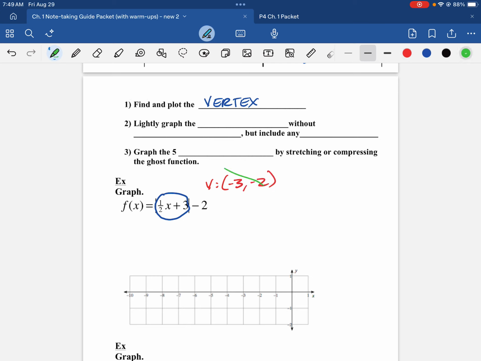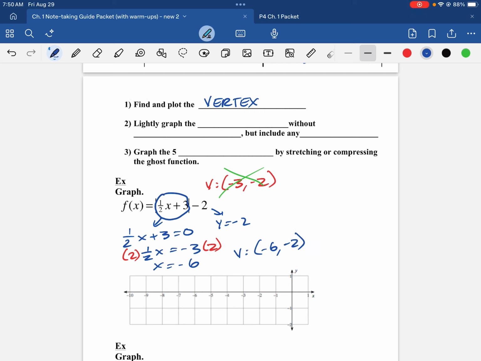I want to take the contents of the absolute value and set that equal to 0. So the 1/2 is going to play a role here. I'll subtract 3 from both sides. And now I want to double the equation, because if I do that, 2 times 1/2 is 1. And so then my x value is -6. The y value is -2, so the actual vertex is going to be -6, -2, not -3, -2. So let's go ahead and plot that. -6, -2 is right here.